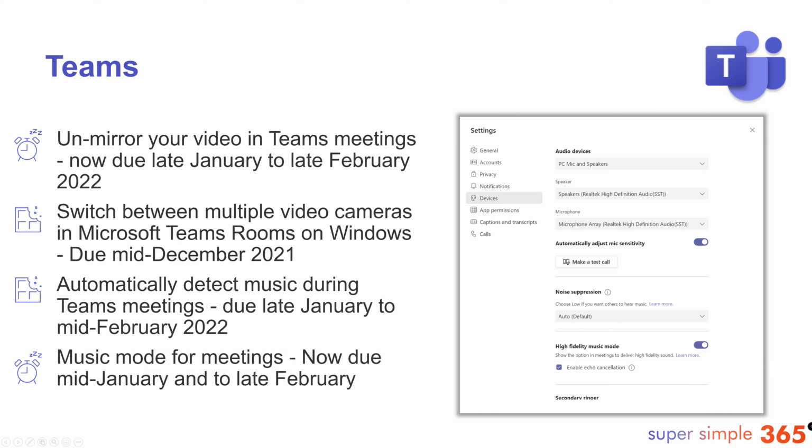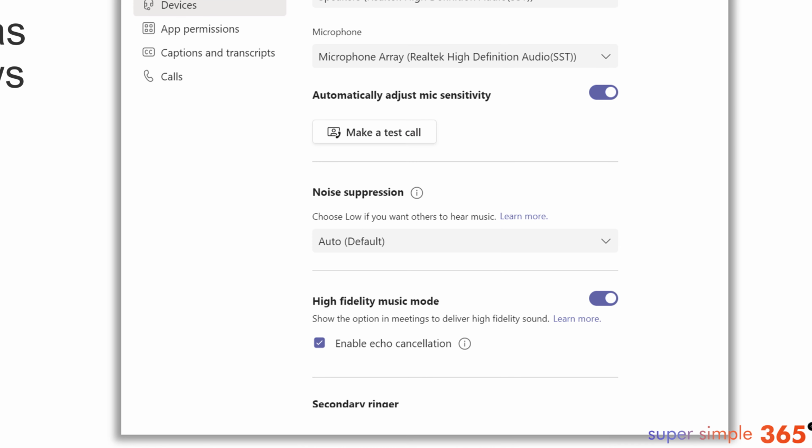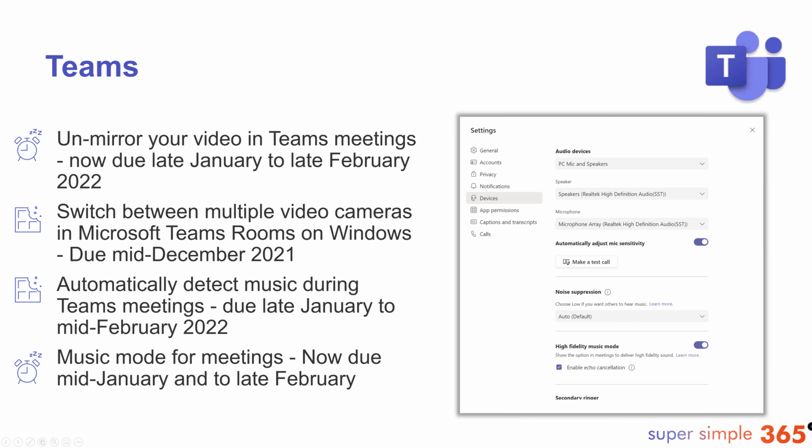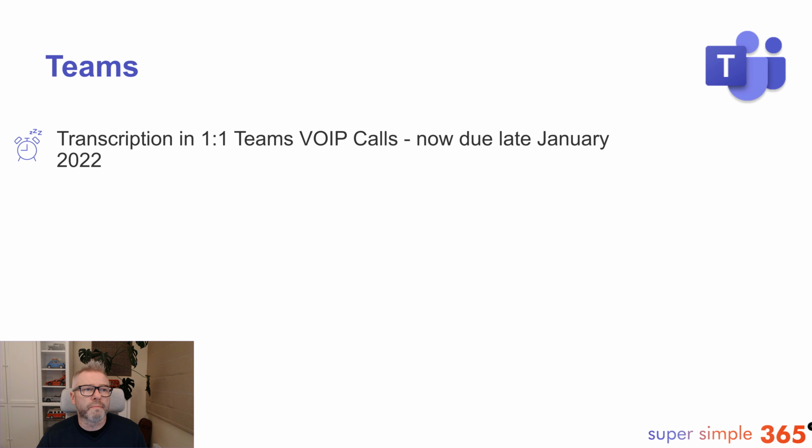And related to that is the ability to proactively turn on music mode for meetings. And that's due mid-January to late February as well. You can see here that we can turn it on. It uses more bandwidth, and you get the option there to turn off your echo cancellation as well. So that is due in February. A couple of items there just for managing your sound.